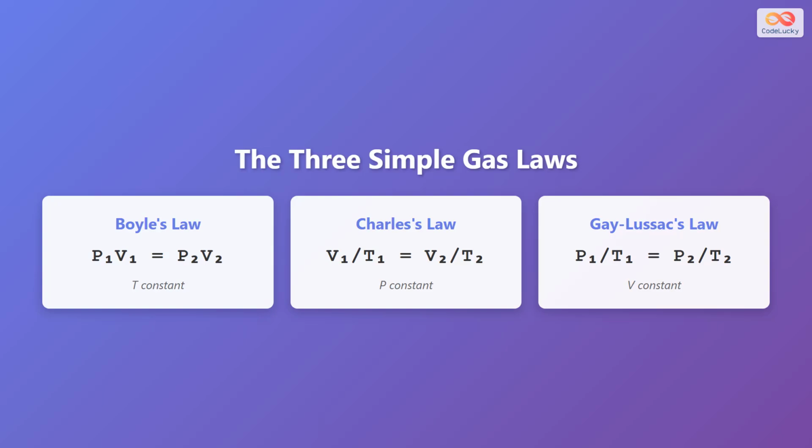Before diving into the combined gas law, let's review the three simple gas laws it's built from. Boyle's law states that P₁V₁ equals P₂V₂ when temperature is constant. Charles's law shows that V₁ divided by T₁ equals V₂ divided by T₂ when pressure is constant. Gay-Lussac's law demonstrates that P₁ divided by T₁ equals P₂ divided by T₂ when volume is constant. Each of these laws describes gas behavior when only one variable changes while another stays fixed.